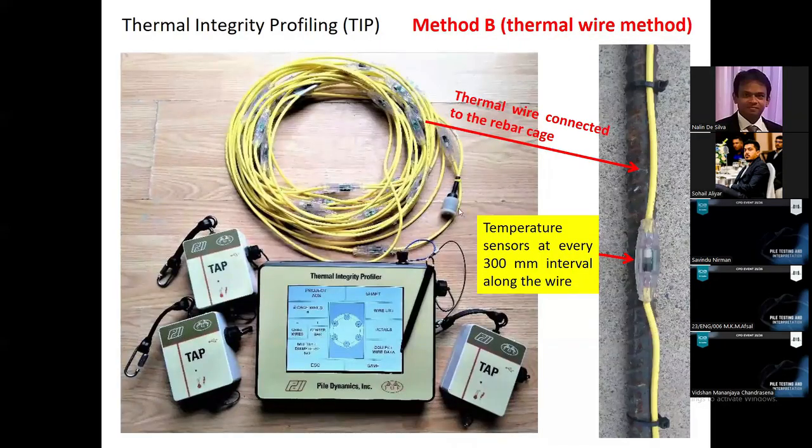Right, this is method B, the thermal wire method. This is the wire with the thermal sensor. Every 300 millimeters, you can see a sensor. And this wire is fixed to the rebar, right? The end of the wire has to be connected to this data acquisition port, the tap box. And this is connected to the data logger, right?